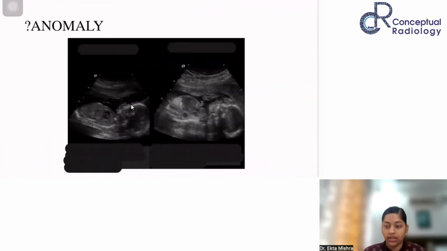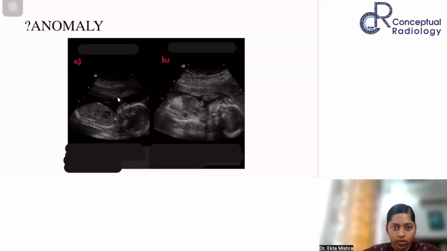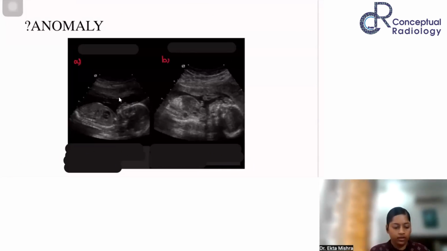Okay, so first one is this. These are two sagittal images. First A and the second one is B. I'll write it also. So this is A and B. Please tell me which one is abnormal and what is abnormal in that.